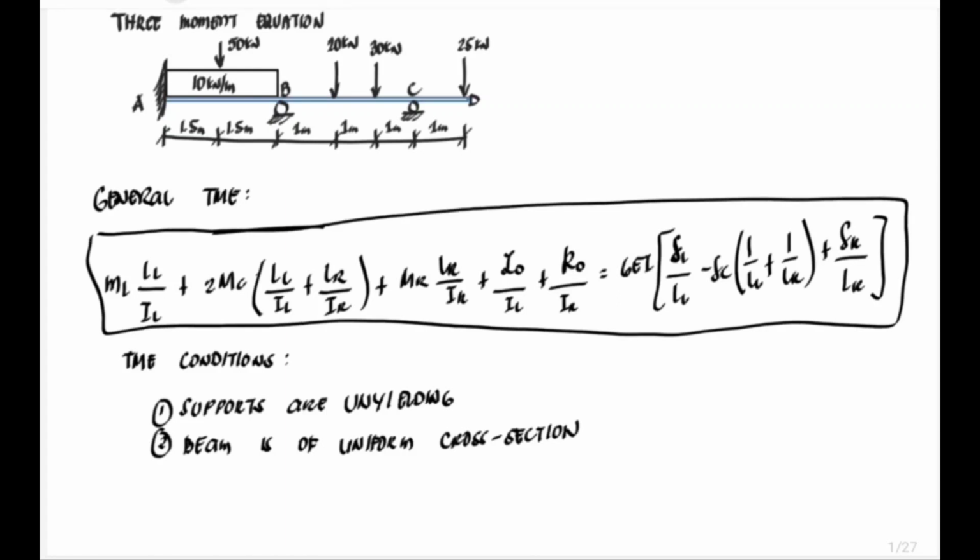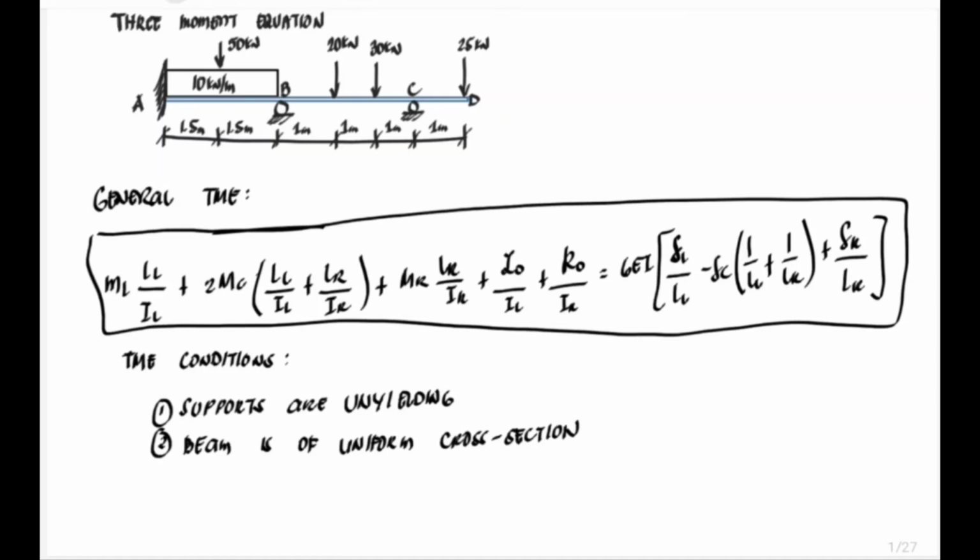Pero, meron naman tayong conditions para kahit papano mag-shrink or kumonte yung ating formula. So, paano ang ating gagawin? So, number 1, we consider the two conditions. Number 1, supports are unyielding. And number 2, the beam is uniform cross-section.